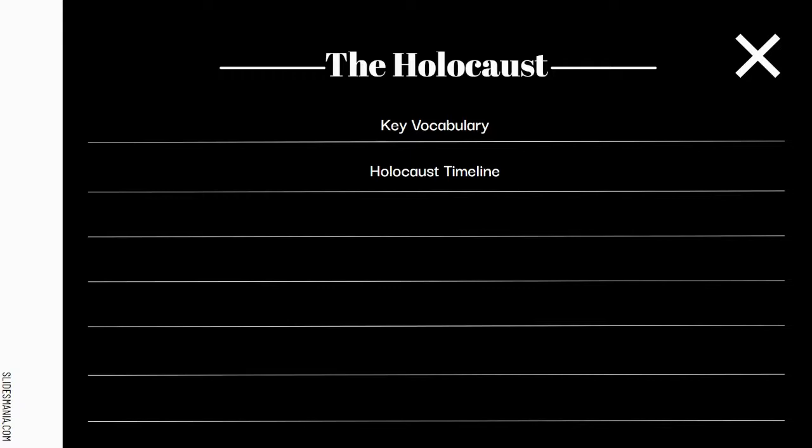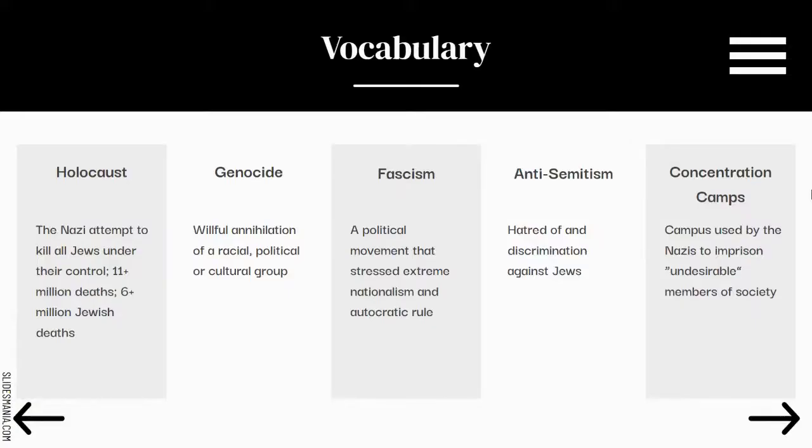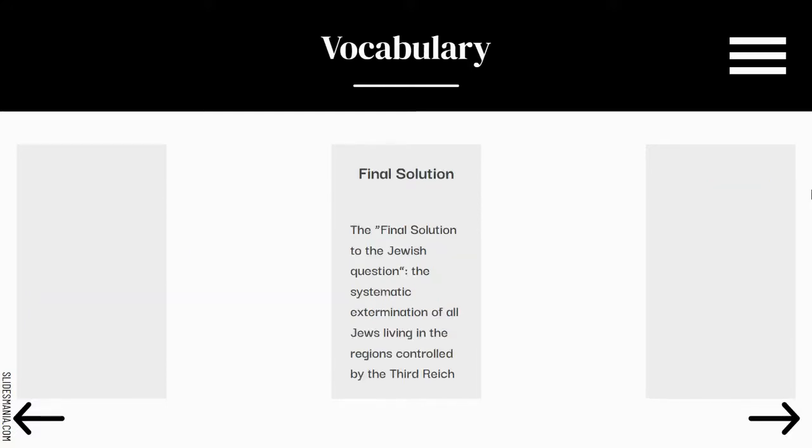The setup for the day is to first take a look at the key vocabulary, but then afterward, we will take a look at what happened with the Holocaust, some of the setup, followed by some of the Holocaust itself. And we'll do that through looking at some key events on a timeline. Key vocabulary terms for this video are Holocaust, genocide, fascism, anti-Semitism, and concentration camps, followed by one final one, the final solution.